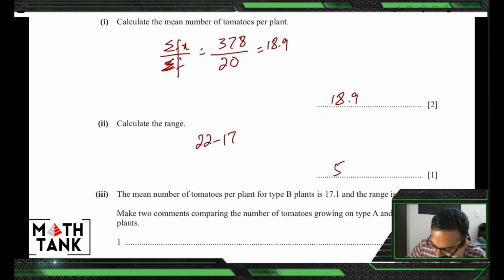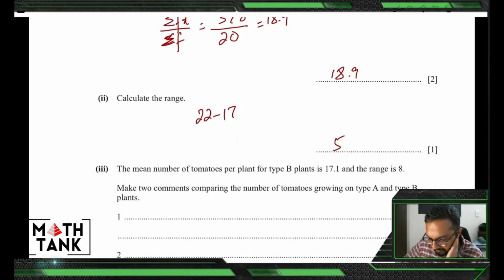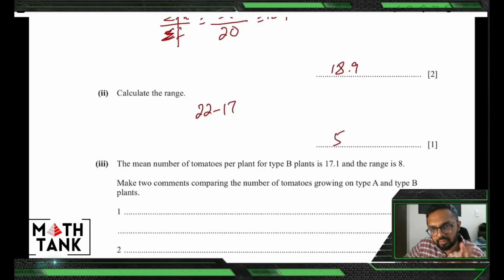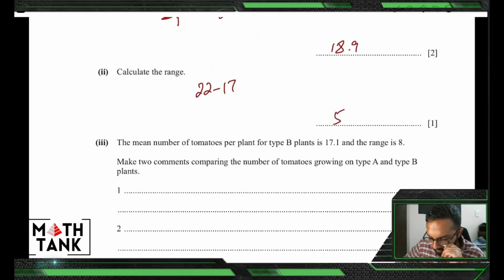Okay, the mean number of tomatoes per plant for type B plants is 17.1. So the mean for the other tomatoes is lower, and the range is 8. So it has a lower mean but a wider range. Make two comments comparing the number of tomatoes growing on type A and type B. So the two comments that you usually make, one is on the average.